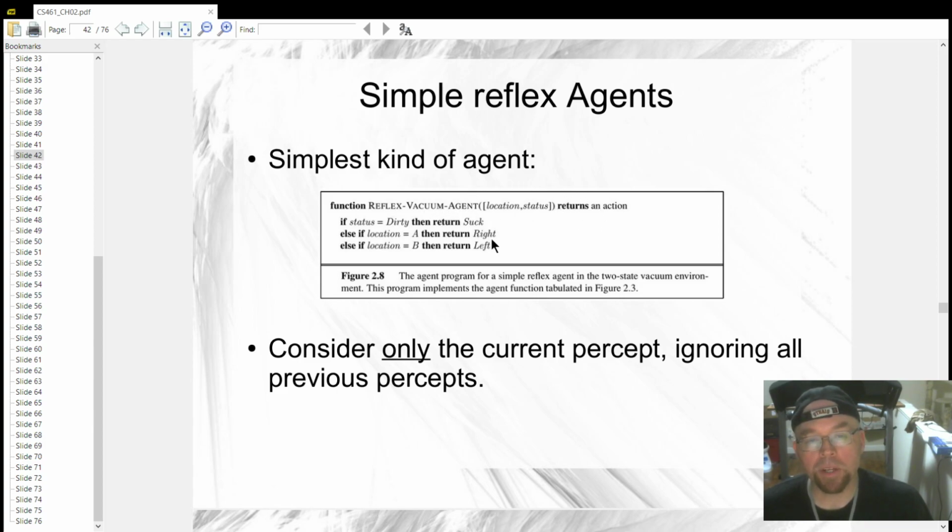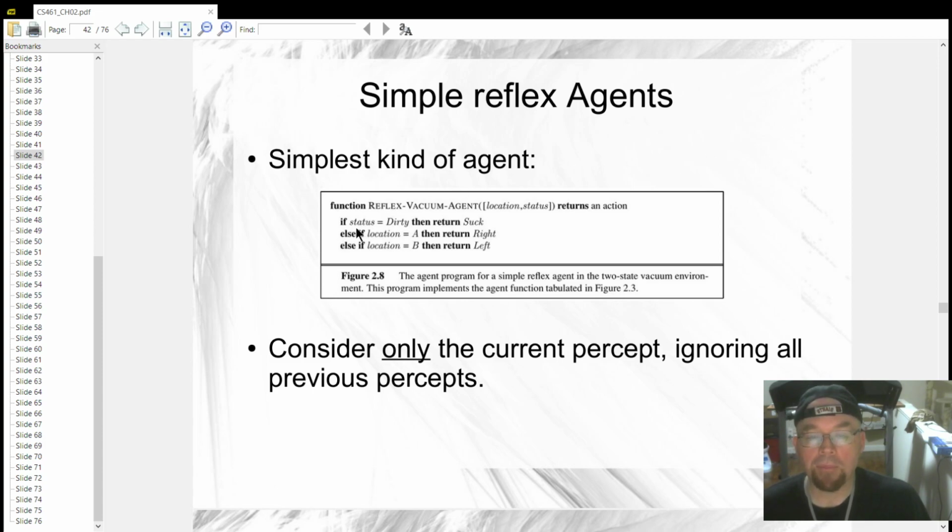take a particular percept, and so in this case, you'd have the location of the robot, the vacuum, right? And then also the status of the square. Is it dirty or clean, for example, okay? So, based off of that input to this function, you're going to have an output that is the action that the vacuum cleaner should take.